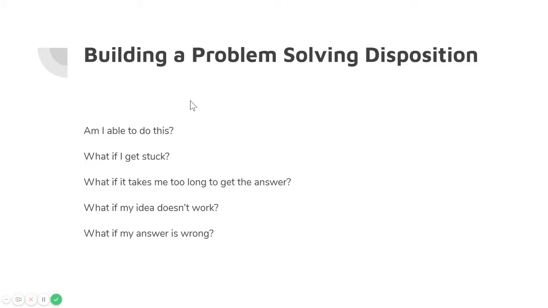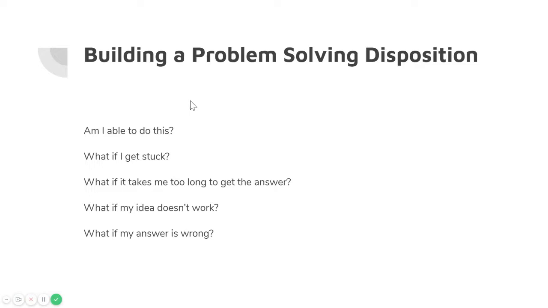Am I able to do this? Before they look at the problem, the first question they need to ask is, can I do this? What if I get stuck? What are the strategies they're going to use? Are they going to use resources around them? Are they going to ask their neighbor? Are they going to ask the teacher? What are they going to do if, and I should say when, they get stuck?